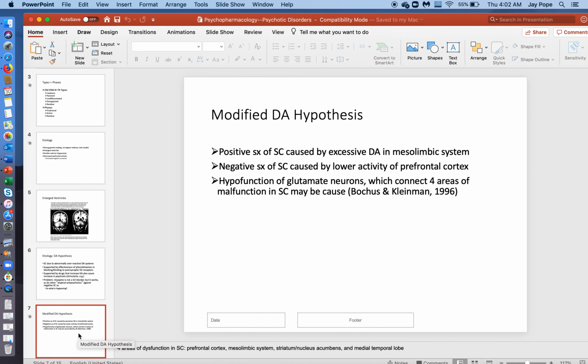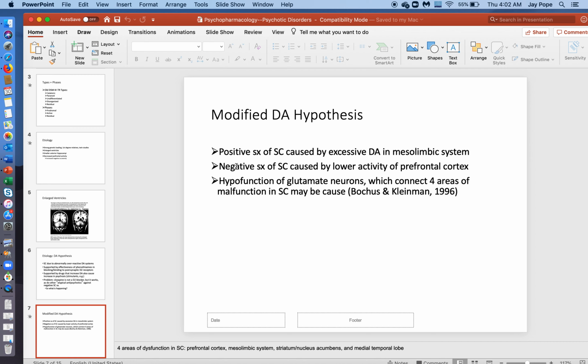So that's led some people to develop what's called a modified dopamine hypothesis, which says that the positive symptoms of schizophrenia, so remember when we say positive symptoms, we're talking about symptoms that are excessive, excessive hallucinations, excessive delusions, excessively disorganized speech and behavior. This seems to be caused by excessive dopamine in the mesolimbic system.